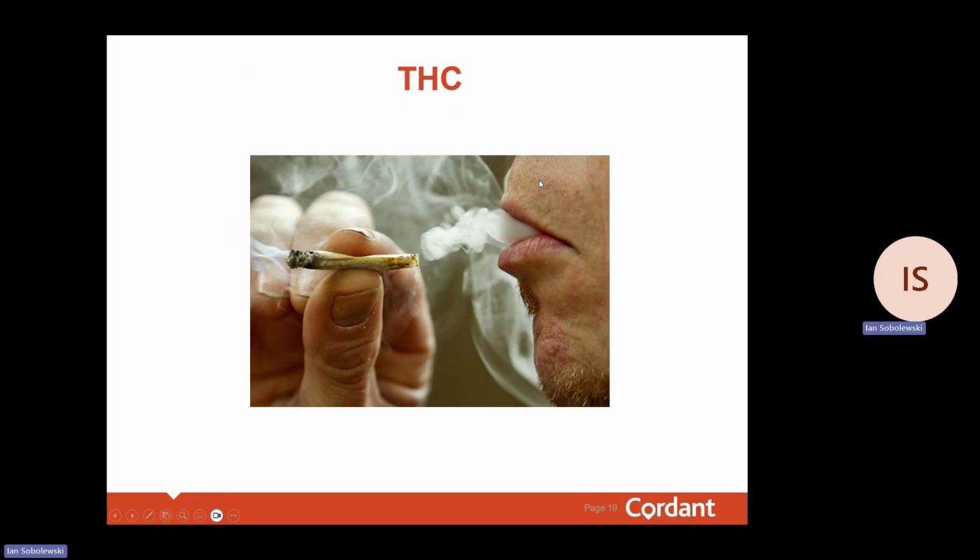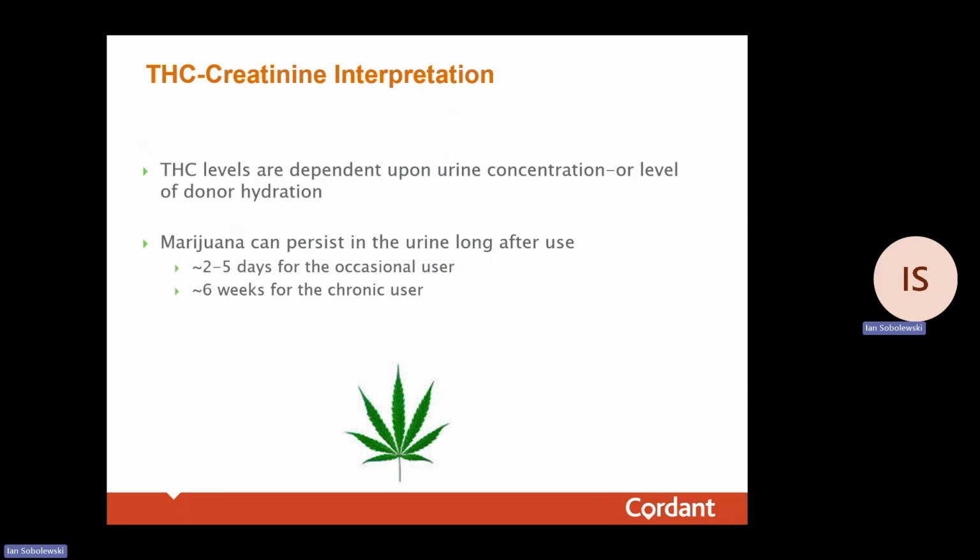Okay, segueing into THC. This is a good segue because THC does rely quite a bit on the concentration of the specimen and the creatinine level. Now, THC is a little bit unique in that, unlike other drugs, it can stay in a donor's system for quite a long time. So marijuana can persist in urine long after use. If you have someone who's a light or an occasional user, it's going to look a lot like that standard detection window of most drugs of 2 to 5 days. But if you have someone who is a heavy and frequent user, it can stay in their system for upwards of 6 weeks.